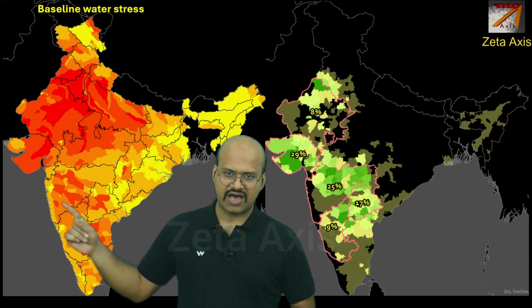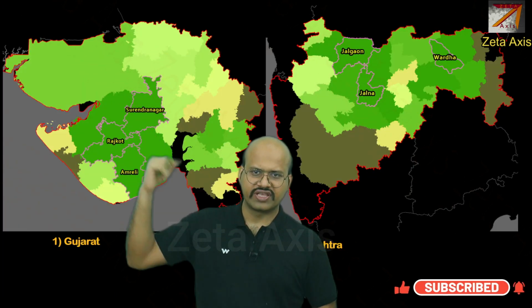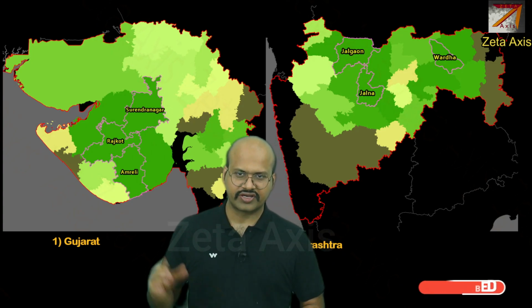If you see the water stress, then groundwater stress level can be seen in the regions where cotton is grown in Gujarat. Some of these regions in Maharashtra and Telangana also have water stress, groundwater stress. If you see the regions in Gujarat, then Rajkot, Amreli and Surendranagar are the major districts producing cotton in Gujarat.